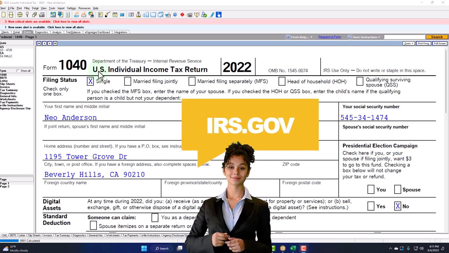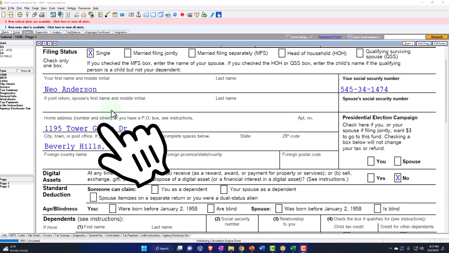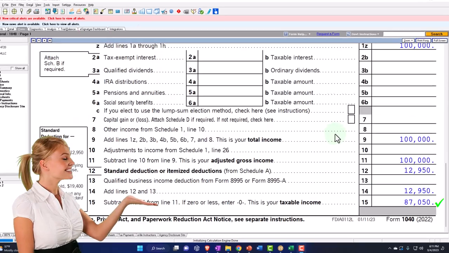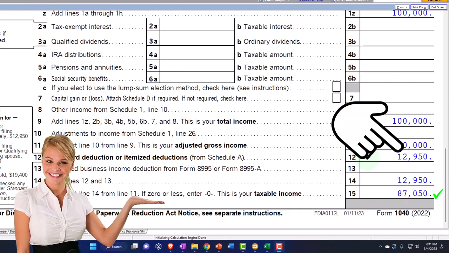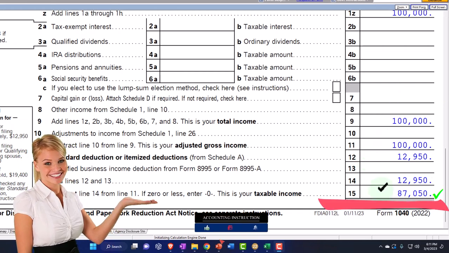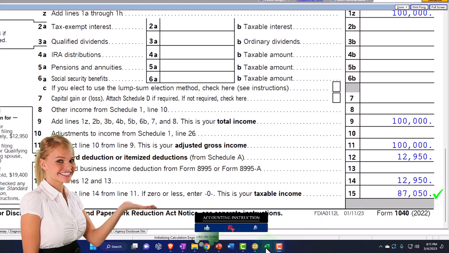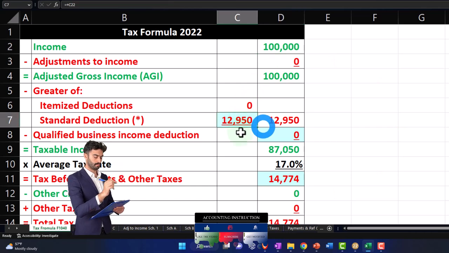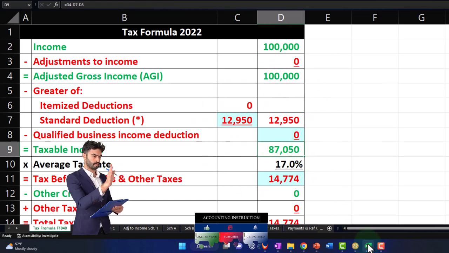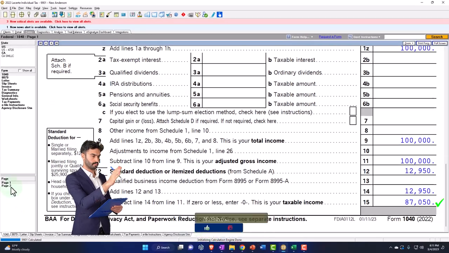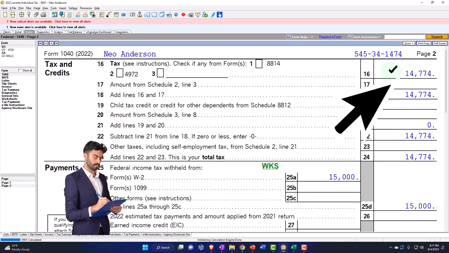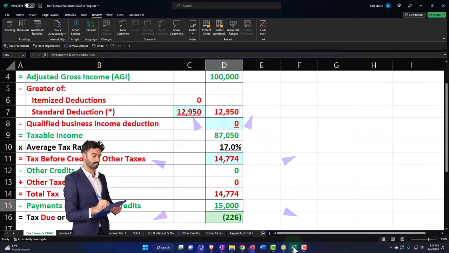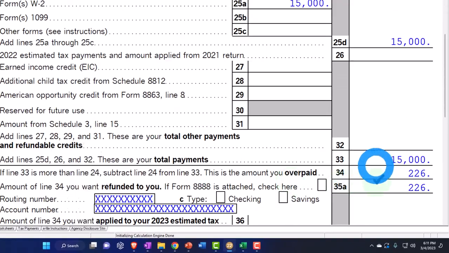The starting point we typically start at is going to be that single filer, Mr. Anderson, no dependents, 100,000 even, W-2 income, and then we've got the $12,950 standard deduction, getting us down to the $87,050 for the taxable income, mirroring that on our tax worksheet in a formula format: 100,000, 12,950 standard deduction, 87,050, depending on the software. Then to do the calculation, page 2, 14,774, so that's going to be here, and then we imagine 15,000 that was withheld, getting us to the 226.